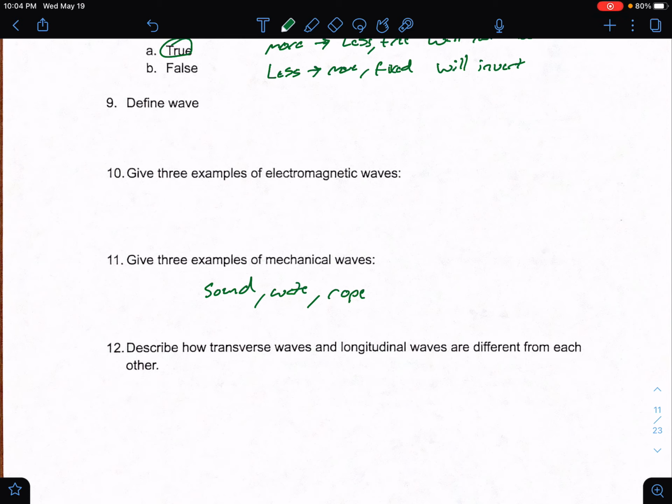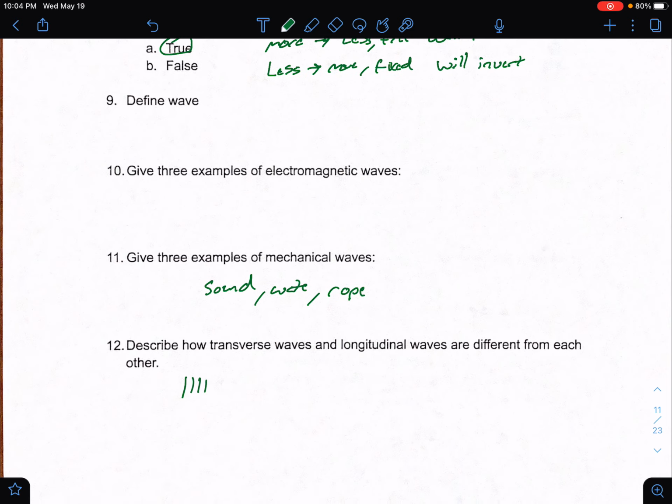Describe how transverse waves and longitudinal waves are different from each other. Okay, so when you have longitudinal, meaning that they stretch and then compress and then stretch back out again. Okay, the particles and the direction of the waves are parallel. My handwriting is not the best in this video. Okay, so the particles are moving parallel to the direction of the wave.